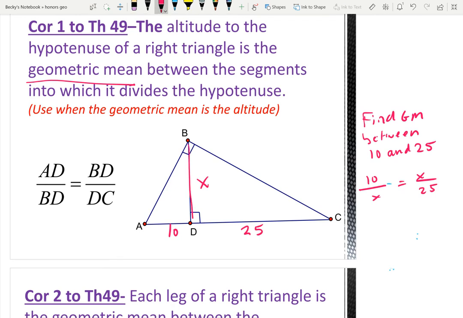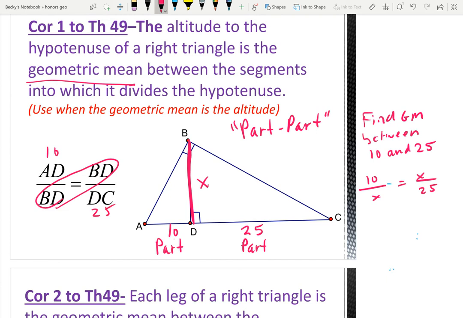When the geometric mean is this piece in the middle, it takes your hypotenuse and breaks it into 2 parts. So later when you're confused and you don't know how to do it, I'm going to say this is a part question. Okay, so the geometric mean goes in opposite corners. Those are usually a variable, though they don't have to be. And then the 10 and the 25 would go here and here.